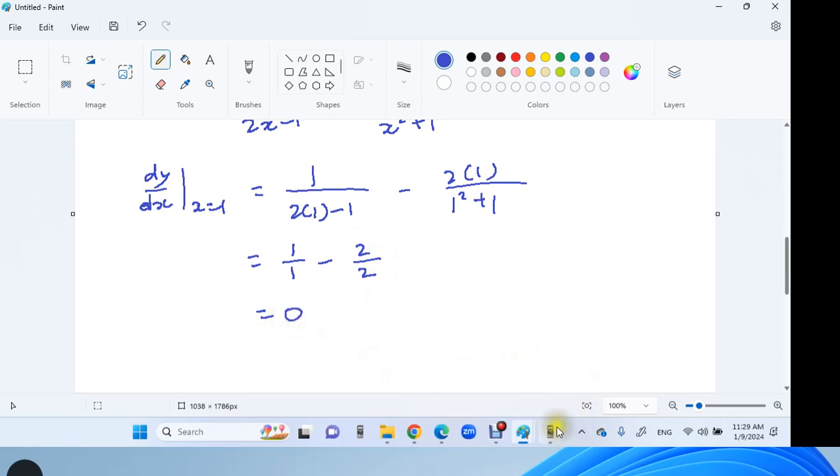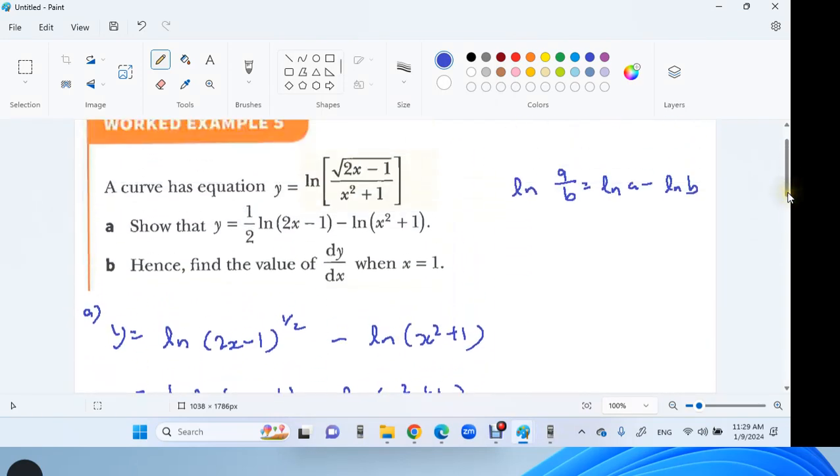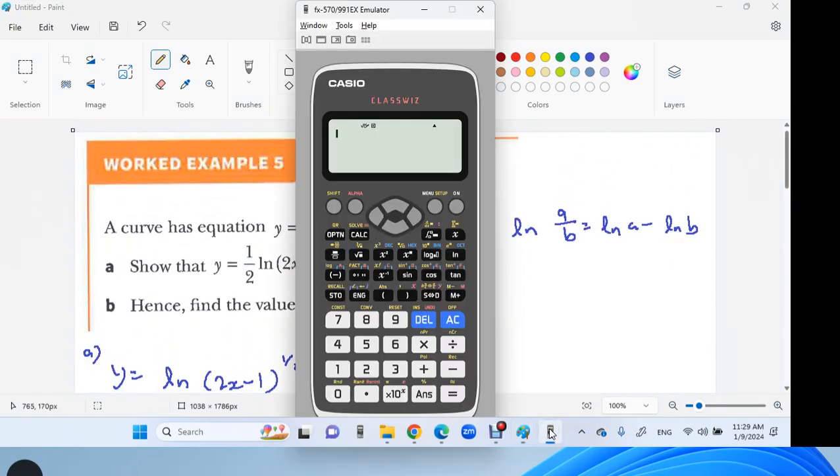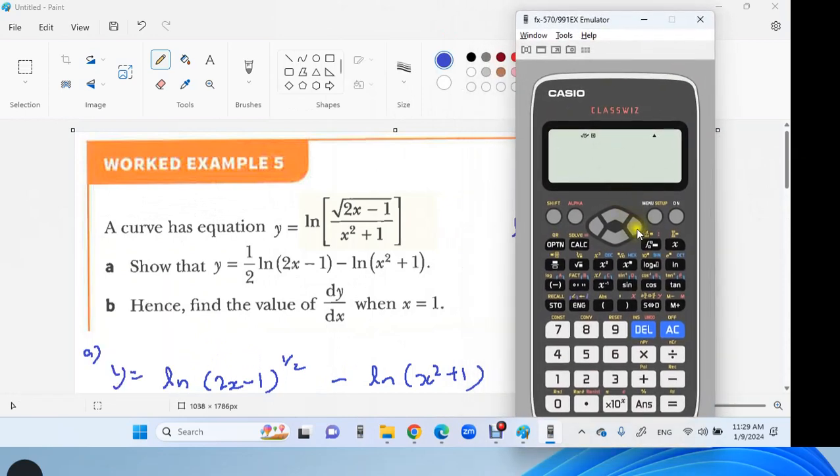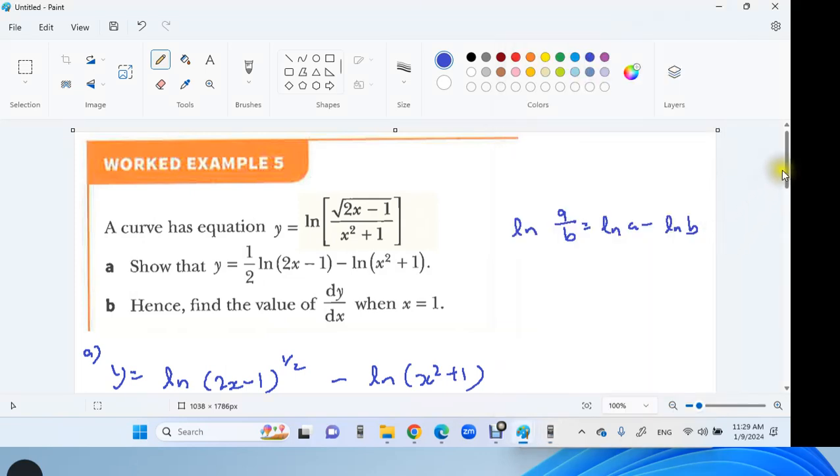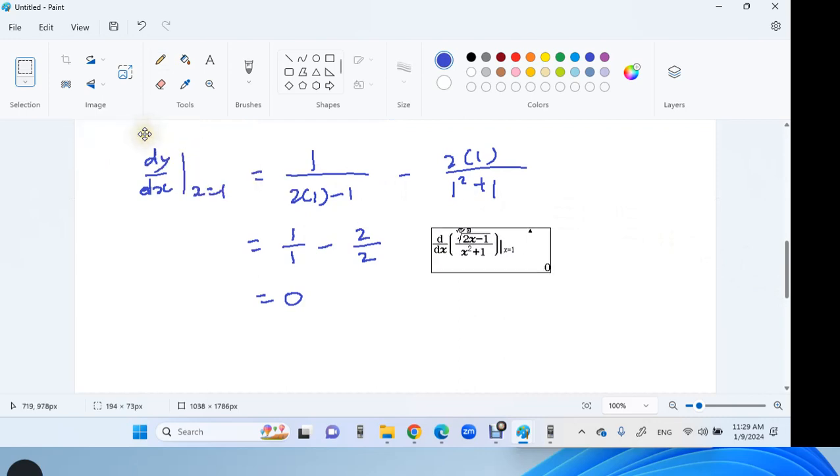Okay. So for this one, if we want to check the answer using the calculator, what we can do is we have the d/dx of the fraction square root of (2x minus 1) over (x squared plus 1) when x equals 1. So the answer is 0. Okay, so the answer that I get is correct.